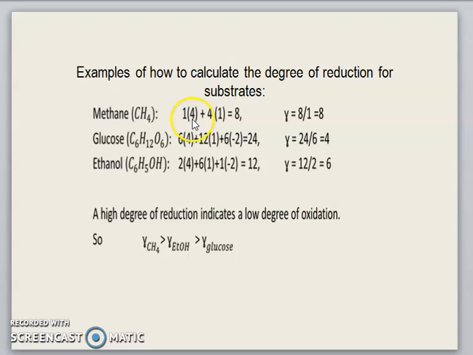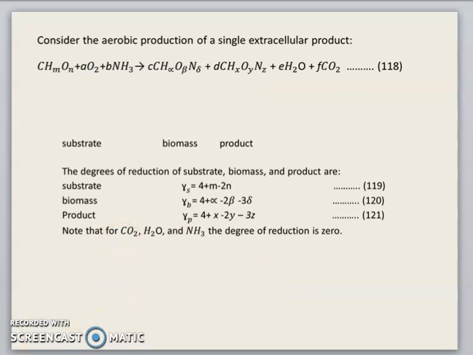Then you add up these degrees of reduction and you will have the total degree of reduction for the whole molecule, the whole compound of substrate. So a high degree of reduction indicates a low degree of oxidation. Consider the aerobic production of a single extracellular product shown in equation 118. Here we can see the stoichiometric equation of a production.